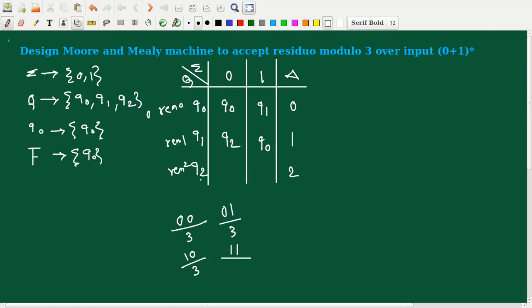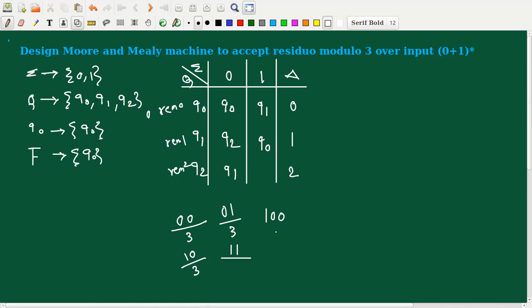Next, Q2 is already 10 in binary, plus I'll attach 0, so it becomes 100, and 100 is a 4. So 4 divided by 3, I am getting a remainder 1. So for remainder 1, I have a state that is Q1.